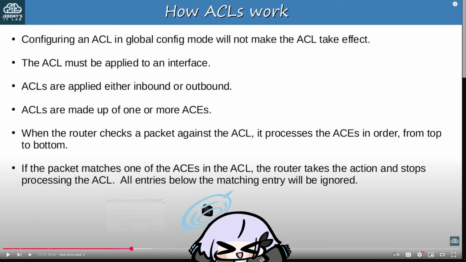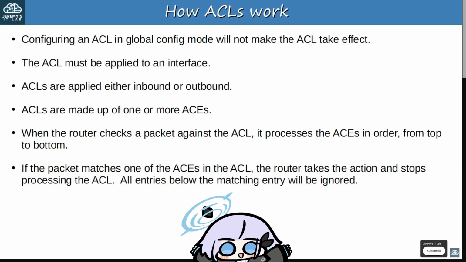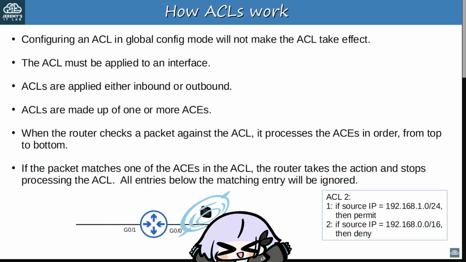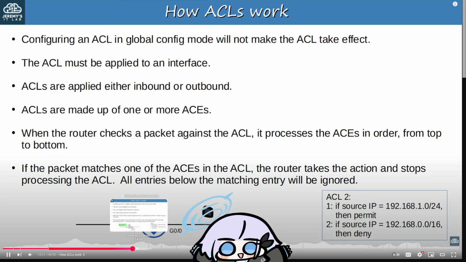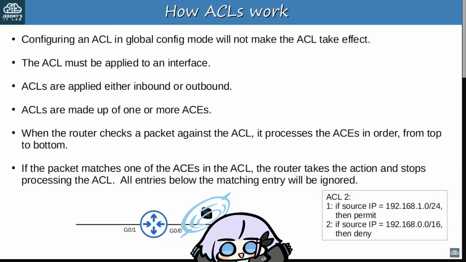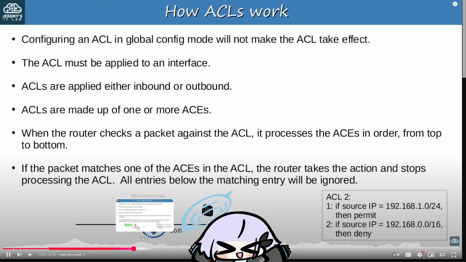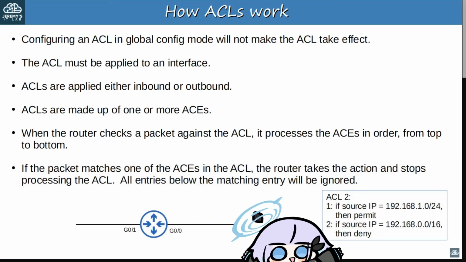Let me show you an example. Here we have a router and another ACL. The first entry in the ACL says if source IP equals 192.168.1.0/24, then permit. However, the second entry says if source IP equals 192.168.0.0/16, then deny. What effect will this have if applied outbound on the G0/0 interface of this router?